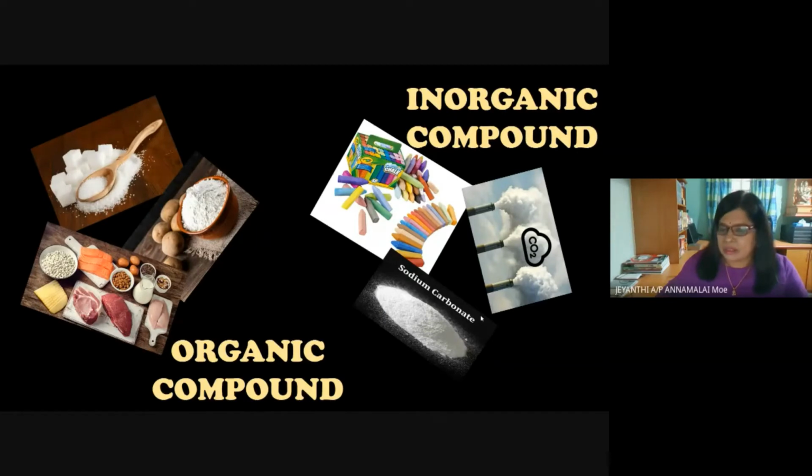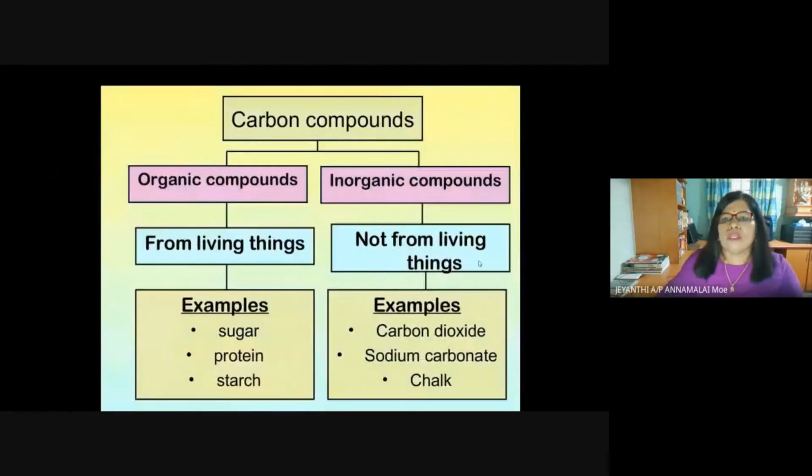So whatever it is, the whole thing is from living organisms, and this one is from non-living. But Darshana said one group is the carbon compound and the other group is not. Actually, that is not correct, Darshana. Everything is a carbon compound. So the carbon compound itself you divide into organic compound and inorganic compound. Around us there are so many carbon compounds. You can break them into these two categories. Remember, organic compounds are from living things and inorganic compounds are from non-living things.